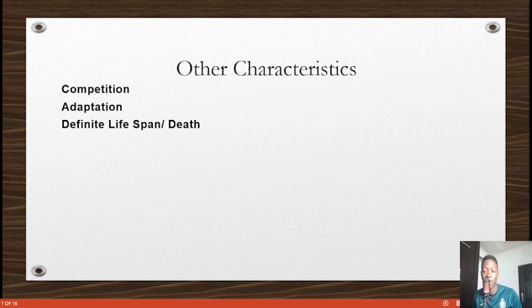So adaptation just means living organisms sense what's happening and they can adapt to it. And the last thing in the characteristics is definite lifespan or death. All living organisms eventually will die, and they have a defined lifespan that they will live for. Guys, that's Mr. Niger card.